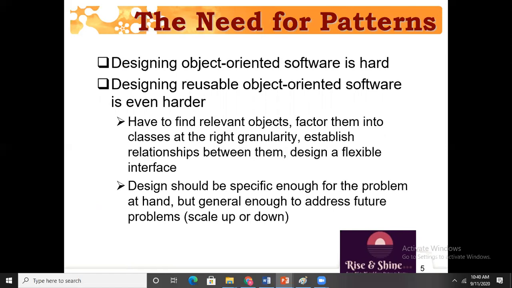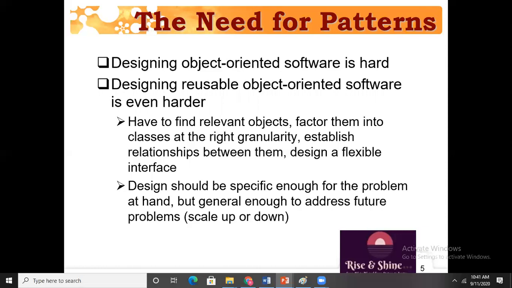So why we need such patterns? Why we need such things, that is problem, solution, and context? Because the very first thing, designing object-oriented software is very hard. And again, designing reusable software, or reusable object-oriented software, is even harder. That is how to find the relevant objects, factor them into classes at right granularity, establish the relationship between the classes, and design a flexible interface among the classes is a very difficult thing.